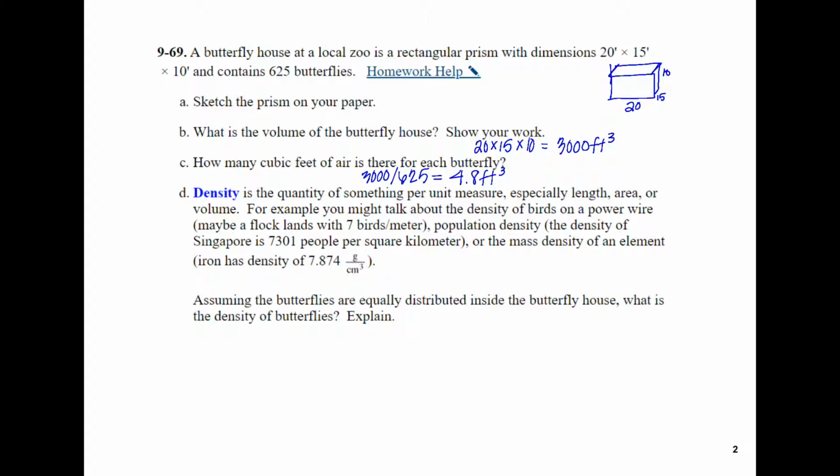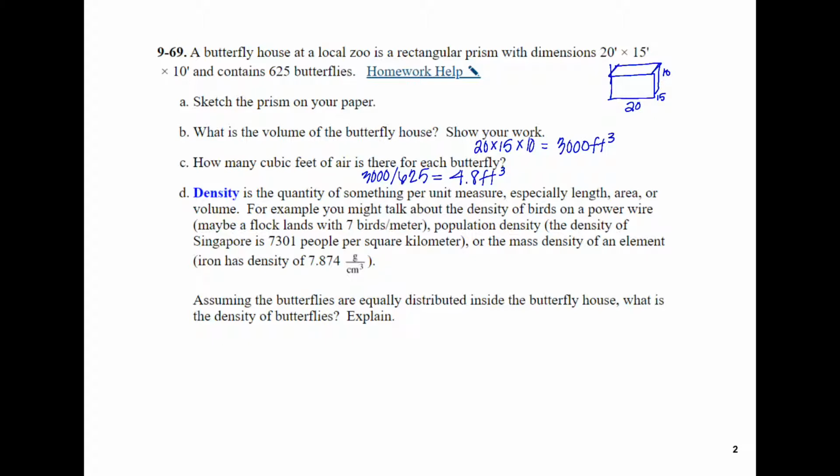D, density, is the quantity of something per unit measure, especially length, area, or volume. For example, you might talk about the density of birds on a power wire. Maybe a flock lands with 7 birds per meter. Population density: the density of Singapore is 7,301 people per square kilometer. Or the mass density of an element: iron has a density of 7.874 grams per centimeter cubed.